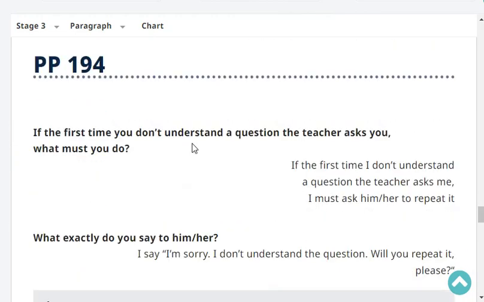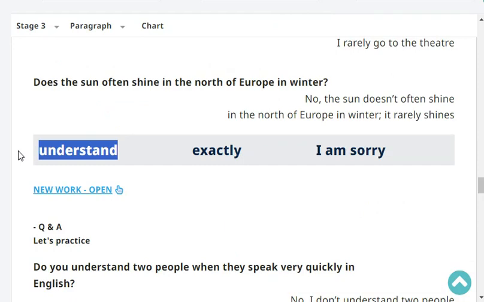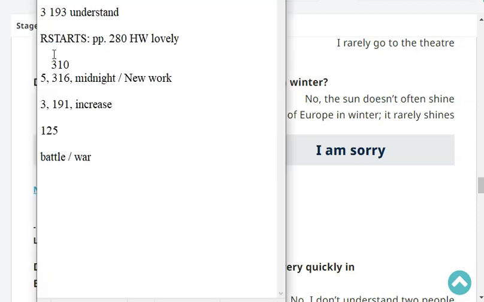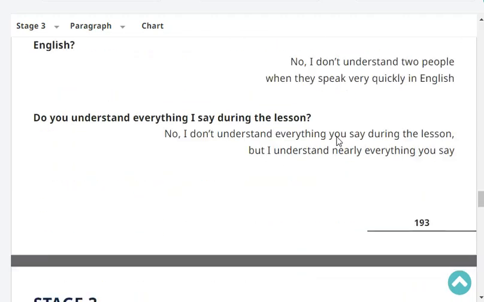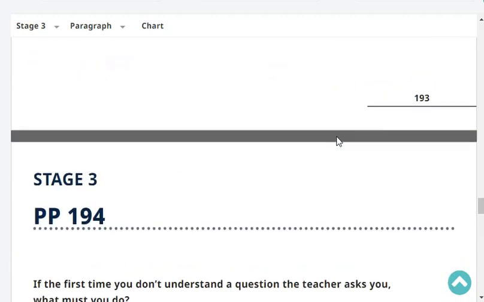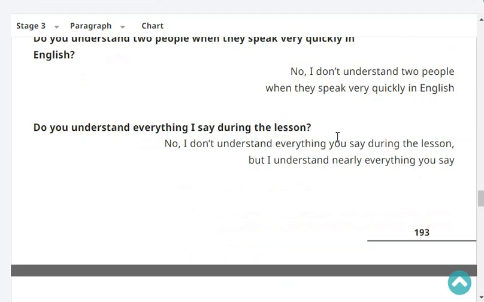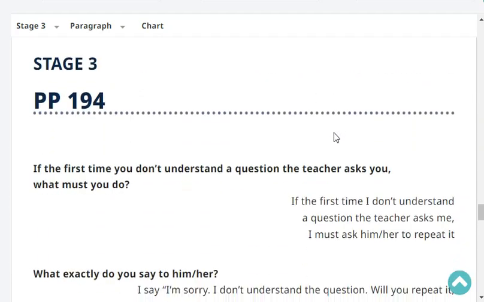Understand, exactly. Do you understand two people when they speak very quickly in English? No, I don't understand two people when they speak very quickly in English. Do you understand everything I say during the lesson? No, I don't understand everything you say during the lesson, but I understand nearly everything you say.